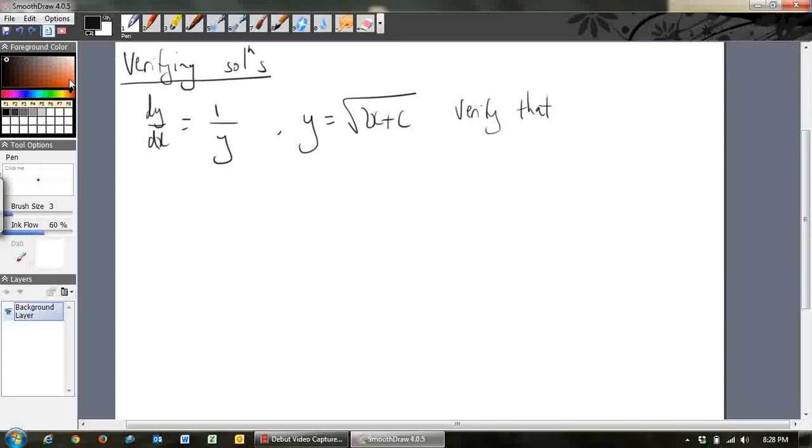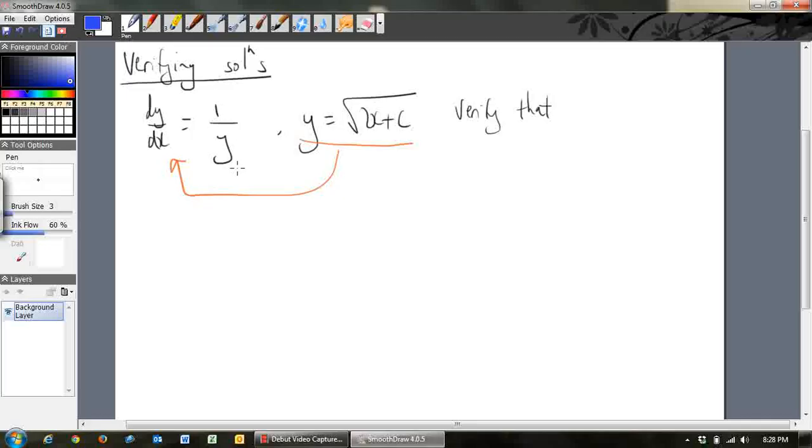Verify that that is a solution to this DE. In other words, substitute this into this equation and check that it all makes sense. Okay, so I haven't written the whole question down, apologise for that, but you'll forgive me. Okay, so let's have a look at this.